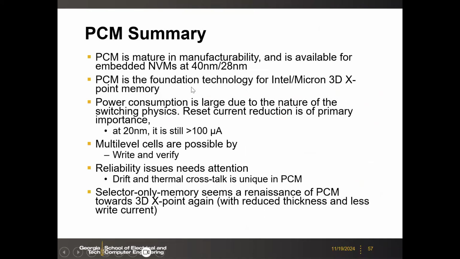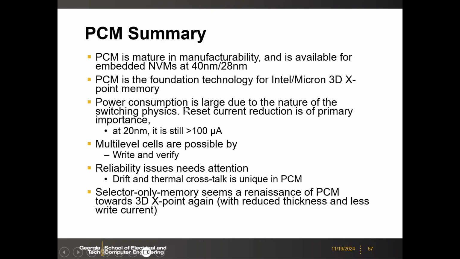I already said that phase change memory is actually mature in terms of manufacturability. Foundries like TSMC and ST have the process at 40 and 28 nanometer for embedded applications, 1T1R, where the T could be a BJT. And for standalone memory, Intel and Micron tried a cross-point array, but the business failed. But as I just said, the selector-only memory may give the phase change memory business a new birth, or let's say a renaissance.